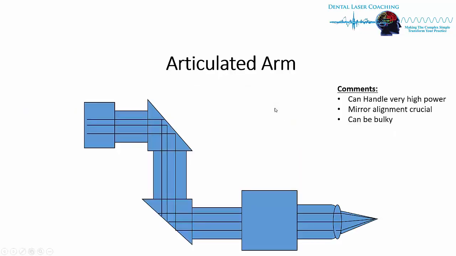And then I mentioned the third type is an articulated arm, where the energy comes out of the laser, hits a 45-degree mirror, bounces, bounces, bounces, and these are rotation points on the handpiece. And the mirror alignment is crucial. You can see here if the mirror alignment went off a little bit, you're not getting consistent energy out of the end. And they can be a little bit bulky, but man, they can handle high powers.